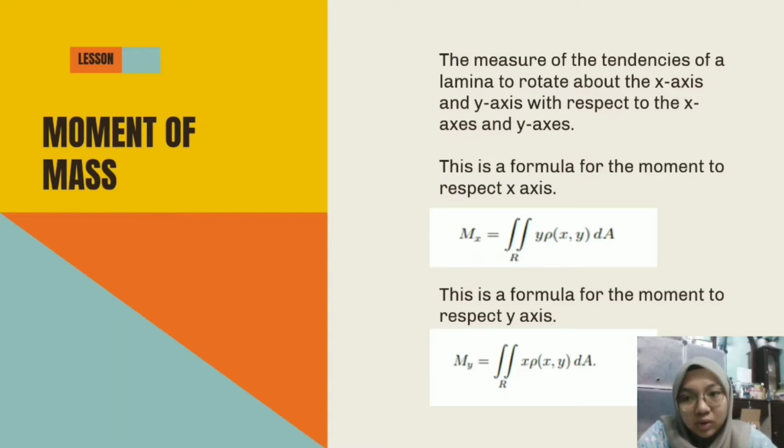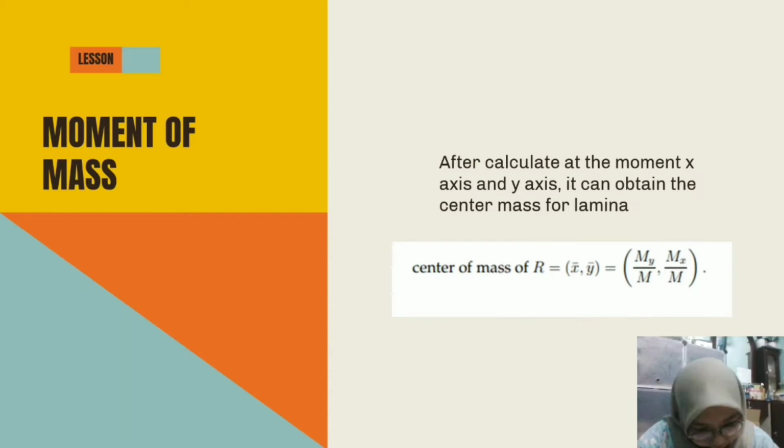I will continue to explain about the moment of mass. Moment of mass is the measure of the tendencies of a lamina to rotate about the x-axis and y-axis. This is the formula for the moment with respect to the x-axis, and this is the formula for the moment with respect to the y-axis. After calculating the moment about the x-axis and y-axis, we can obtain the center of mass for the lamina. This is the formula for the center of mass of R.